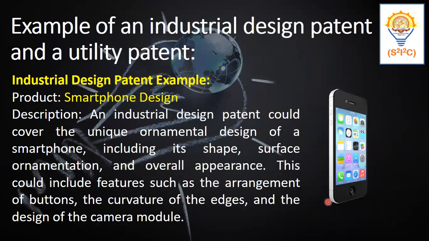The first example for an industrial design patent is a smartphone design. The industrial design patent could cover the unique ornamental design of the phone: the shape, surface, and appearance, not the function. Buttons, the curvature of the edges, and the design of the camera module. This is regarding the industrial design patent. How it works, what the processor is, what the basic function is, that is not the case here. Industrial design patent only deals with the appearance. Buttons, these are examples.